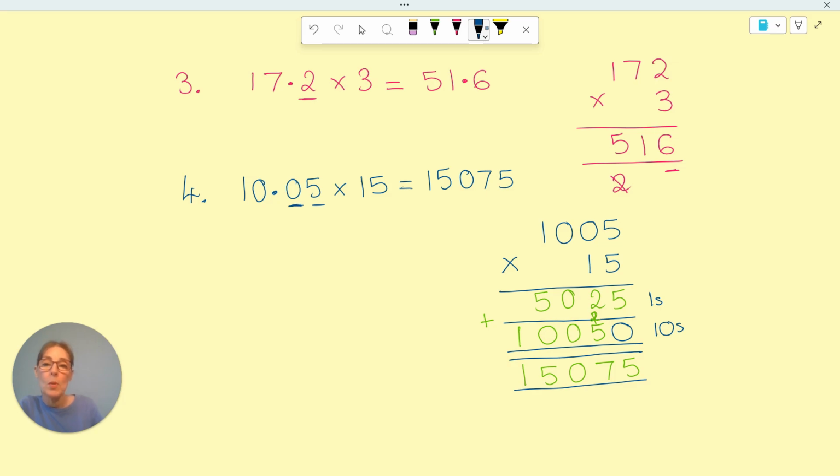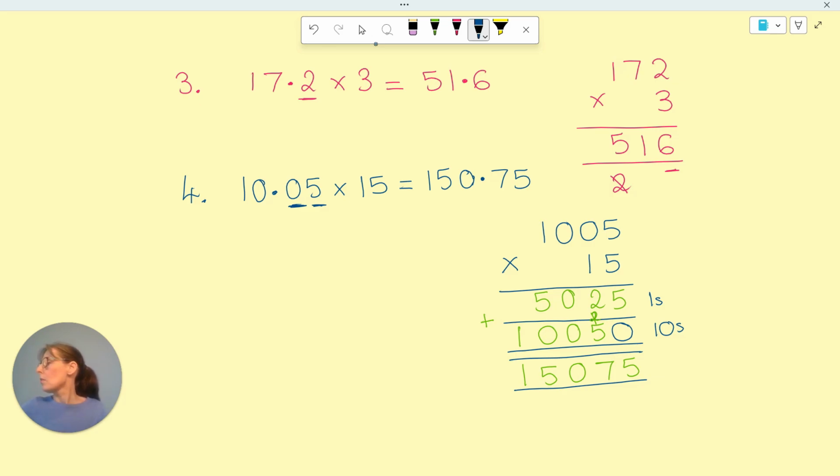But now we've got to put these 2 decimal places back in, and our decimal point will go there. Let's approximate. 10 times 15 is 150. So 150.75. I'd say that's correct, and yes, it is.